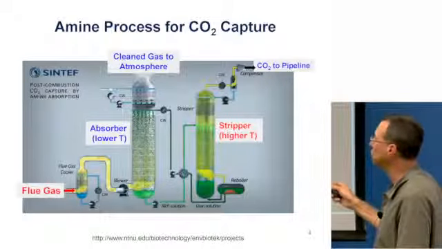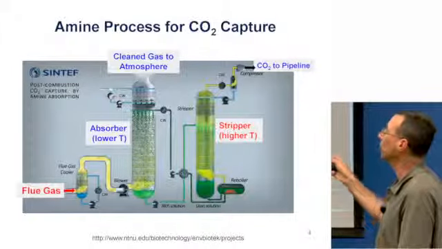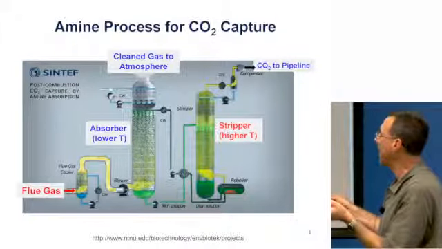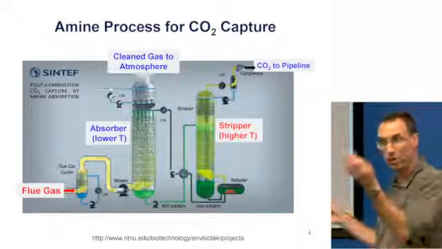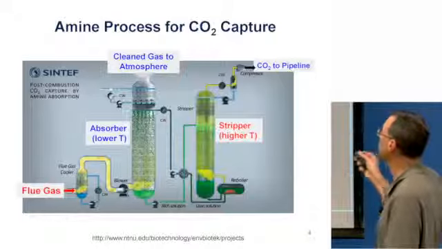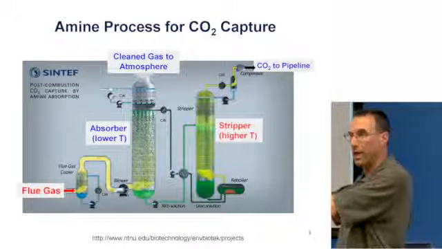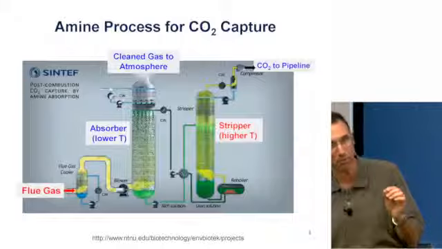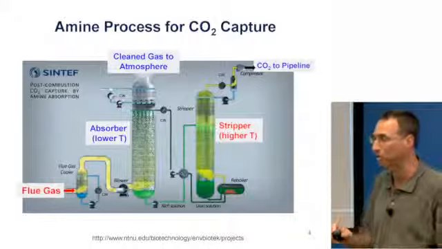So the nitrogen just bubbles through off to the atmosphere. At lower temperature, the CO2 is captured. Then at higher temperature, now you can see where the heat is required, the CO2 is released, it's pressurized, it's sent off to the pipeline, and we can inject it into the subsurface. So you see where the energy penalty is coming from in order to capture this CO2.